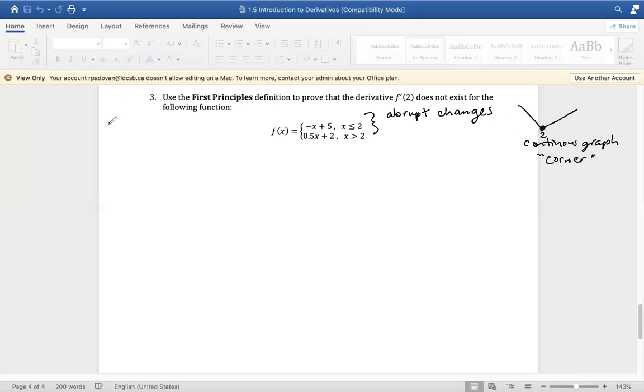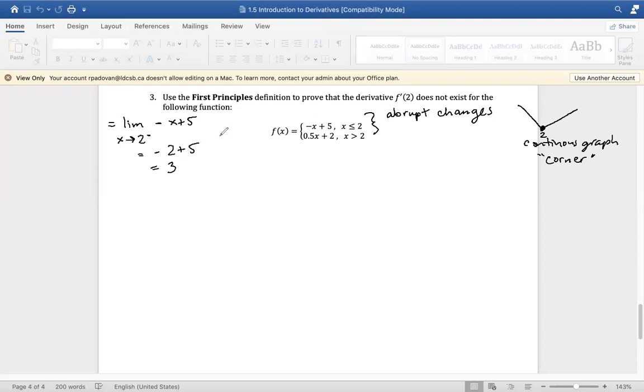Let's find out the limit just to understand a little bit further. Let's find the limit as x is approaching 2 from the left-hand side. If x is approaching 2 from the left-hand side, I'd be using x less than or equal to 2, this equation, -x plus 5, and then all I do is sub in the value of 2. So -2 plus 5, and I get a value of 3, right? My limit is 3, so I'm nearing a y value of 3.